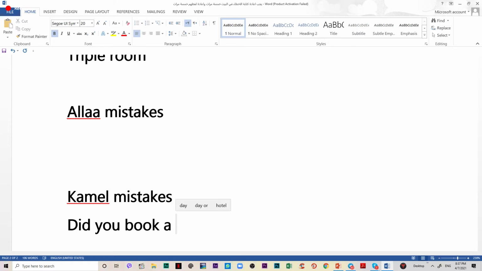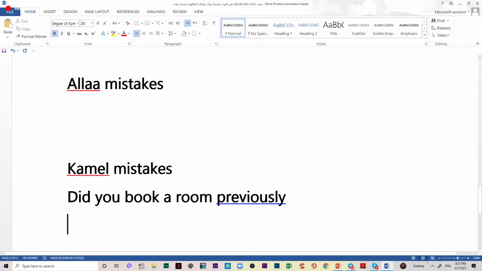Yes, in the name of Kamal Muhammad. Okay, you reserved a double room with a view of the beach. Can you fill in this form and sign it? And I want a copy of your ID, please. Yes, please, this is your key.